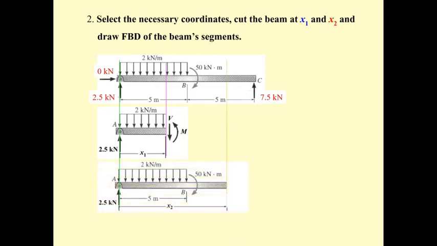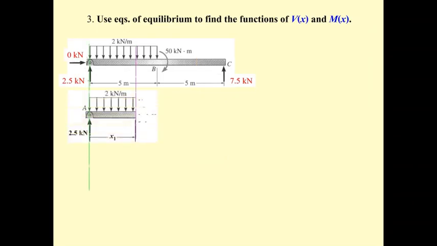And then for the second one, this x2, since the x1 covers the length of AB already, so x2 will start here. If x2 starts here, that means x2 starts at x2 equal to 5 up until 10. 10 of what? 10 of point C. Okay, we also have the shear force and bending moment at the cut section.